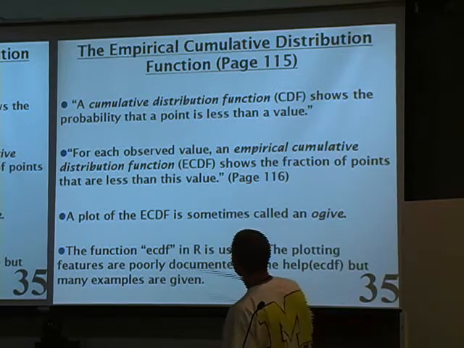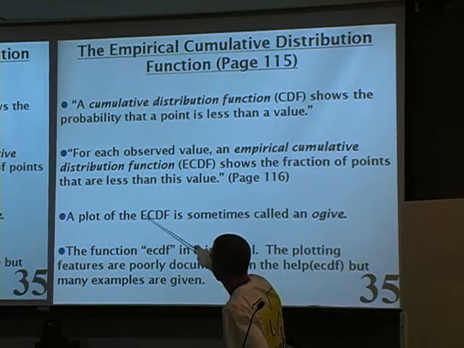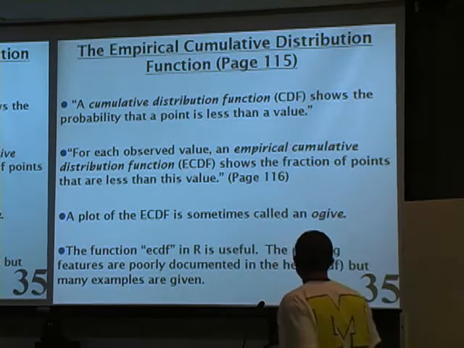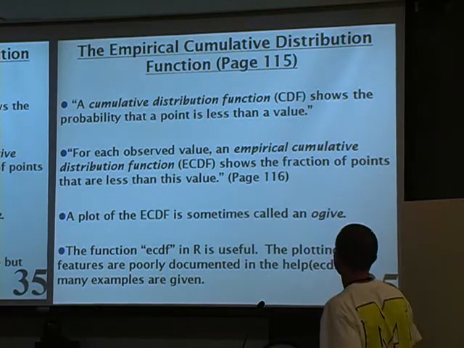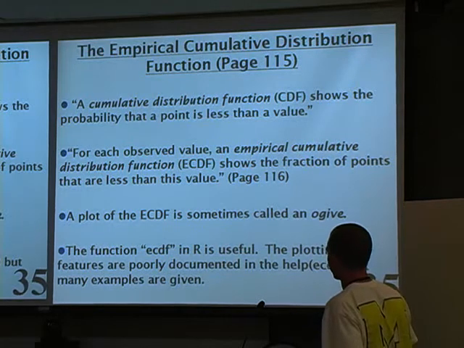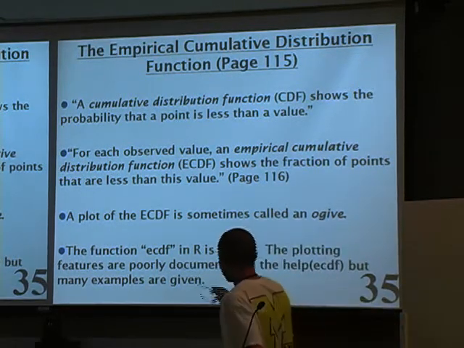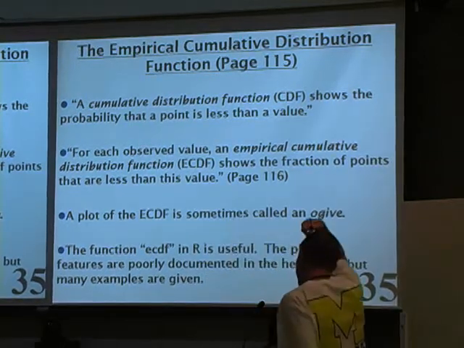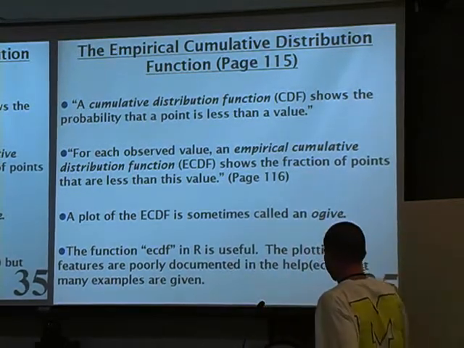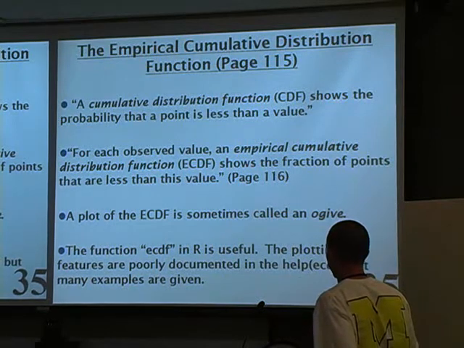And sometimes people call the plot of this thing, the plot of the empirical cumulative distribution function, an ogive, which, I don't know, doesn't get used that much, but just so you know. It's not in the book. I thought I mentioned it. Anyway, R is open source, so someone wrote a nice function called engEDU in R that does a pretty good job, as far as I can tell, of plotting the empirical cumulative distribution function.